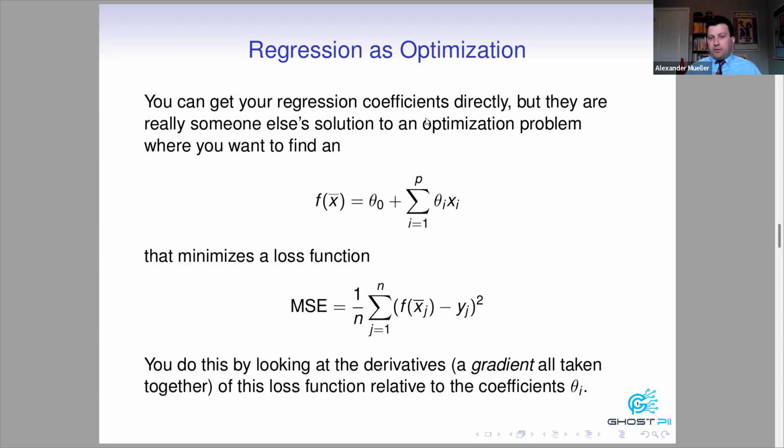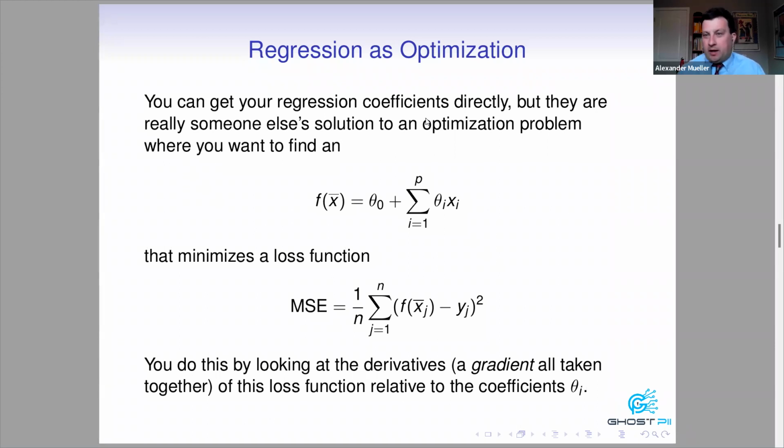You can compute the coefficients directly, and this is typically what people do. The reality is that those coefficients are what they are because they are the solution to an optimization problem, an optimization problem that somebody else solved for you in the 19th century. And so that optimization problem is: I want to find a linear function of my variables. So something that looks like f(x) = theta 0, that's the constant term, and then I have a coefficient for every variable, theta i.